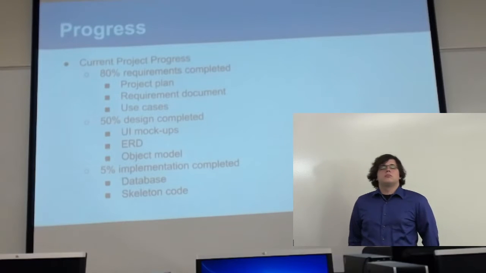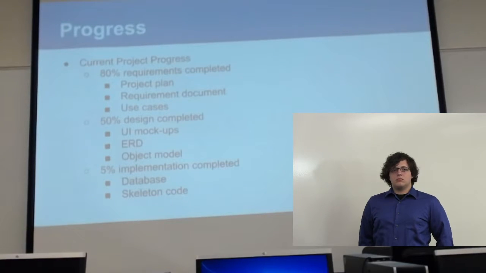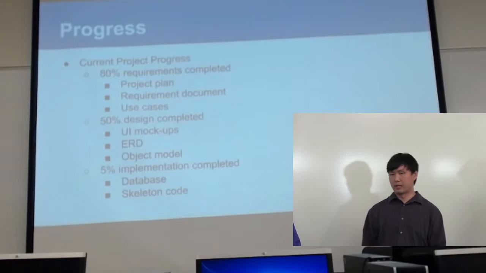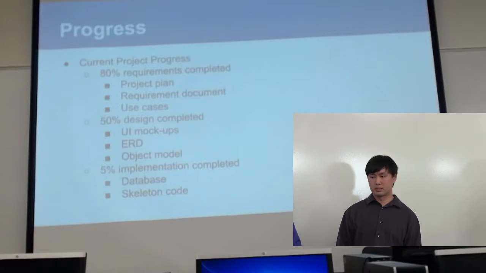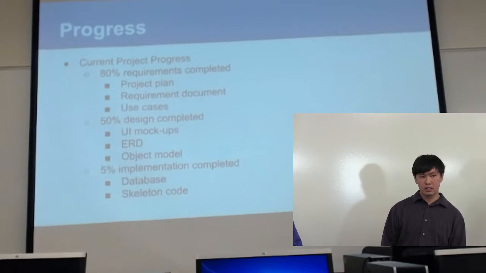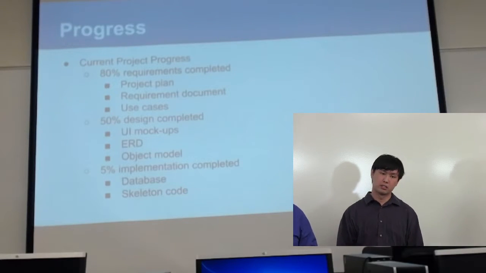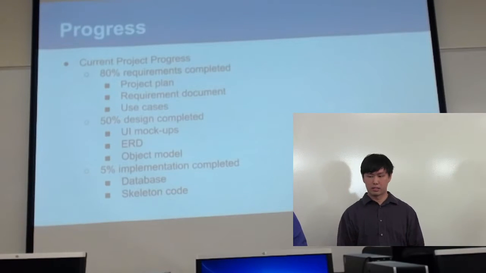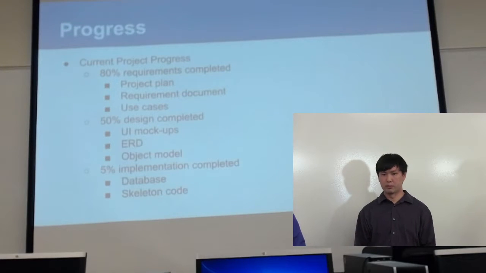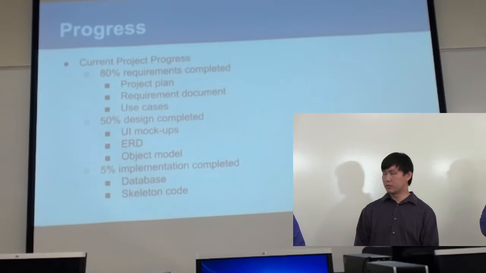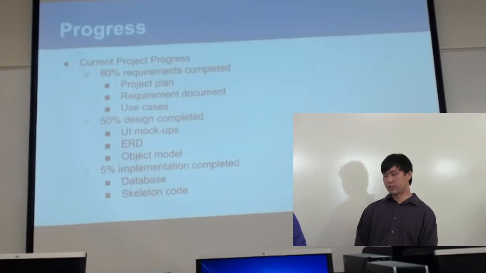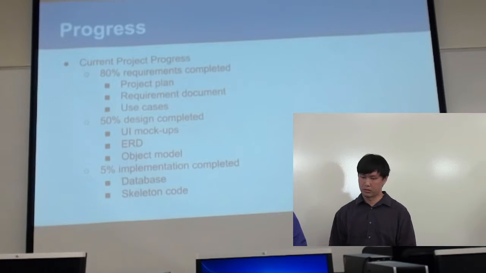Next up, we have the current status of our project. We have declared that our requirements are 80% completed. We have the project plan, the requirement documents, and many use cases. We declared that 50% of the design has been completed, with prototypes that can be changed in the future, the UI mockup, and the ERD that you just saw in the object model. And like we mentioned, we are behind schedule for implementation, so we only have 5% completed. We do have the database set up, and we do have a basic foundation of skeleton code for our application.